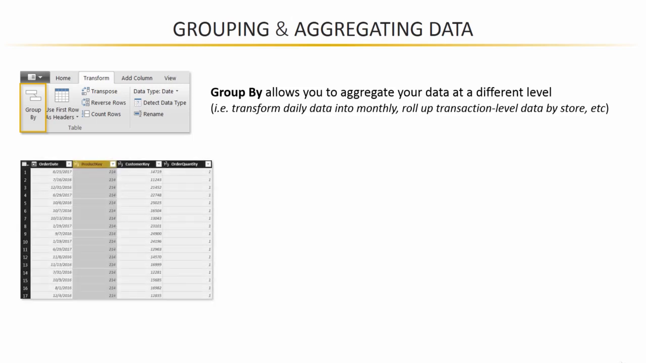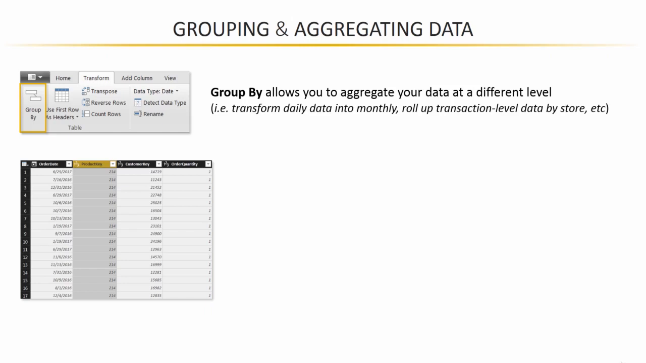I know it's a little bit tough to see, but what we've got here are order quantities by order date, product key, and customer key. And the important thing to note here is that we have multiple orders for a given product key. In this case, product number 214 has been ordered multiple times on multiple dates by multiple different customers.